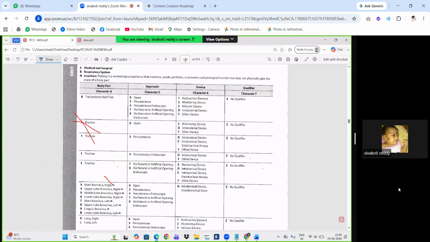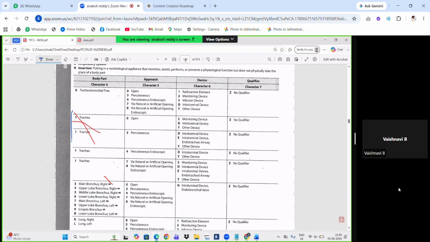See here, we have 4 options, correct? So where are they inserting the endotracheal tube? Mouth. So in this table you need to find it: via natural or artificial opening. Then endotracheal airway, intraluminal device. Okay. Endotracheal airway, endotracheal tube. So endotracheal airway. Okay, sir. Thank you, sir.